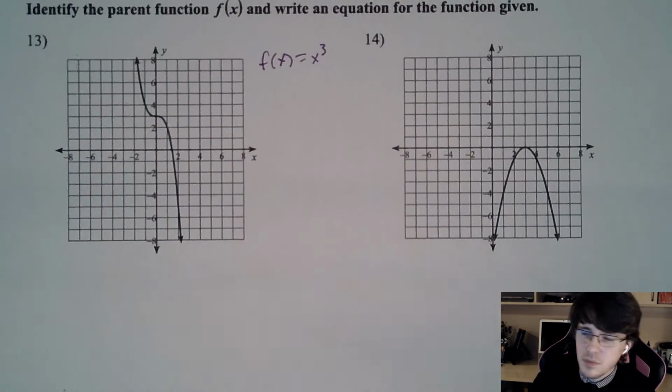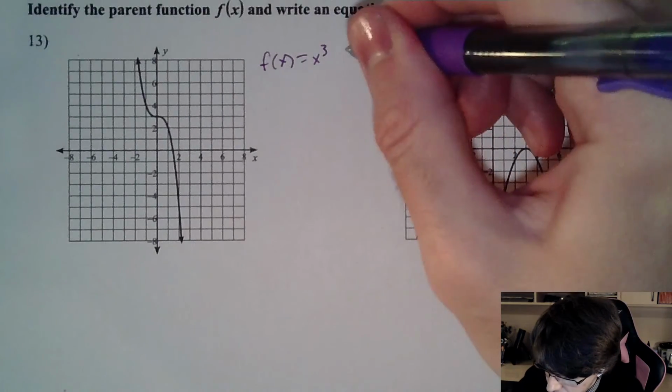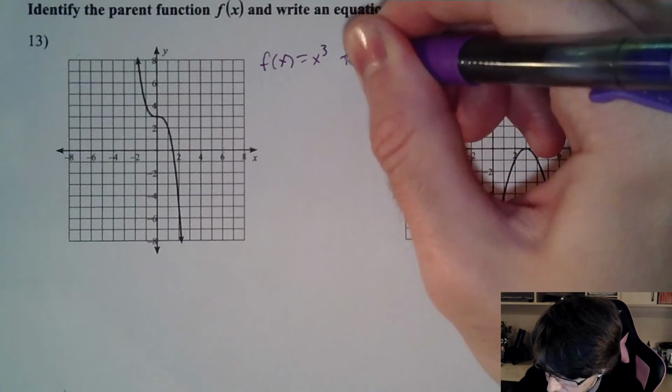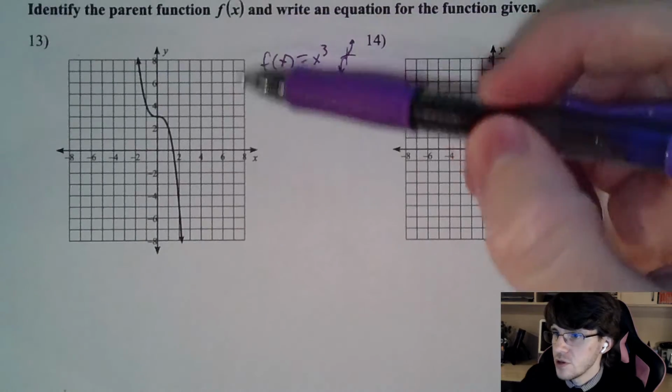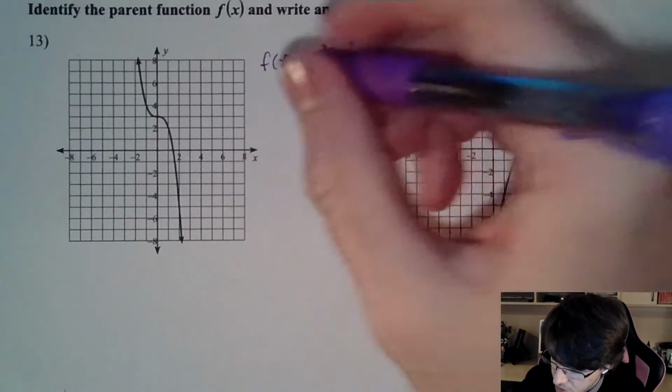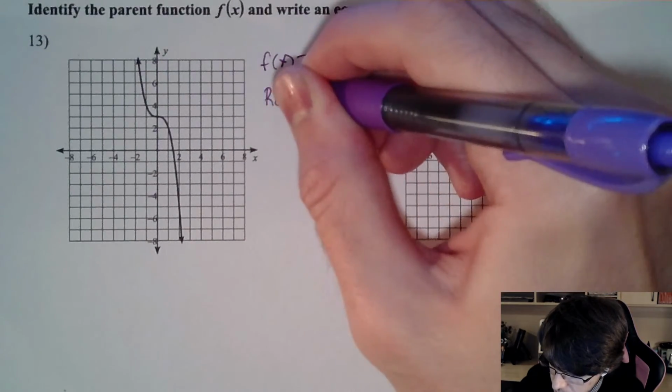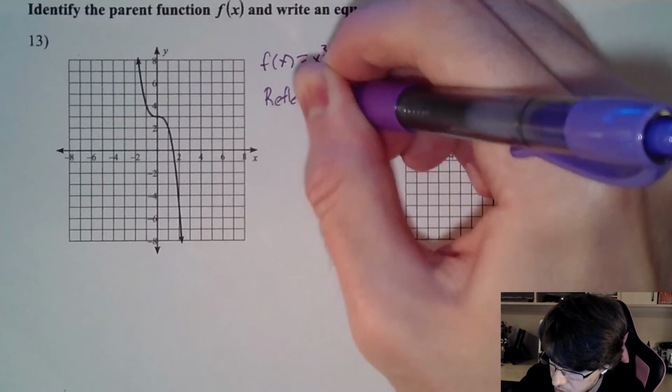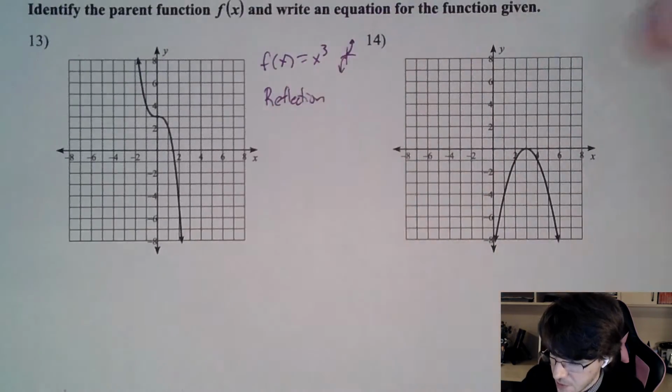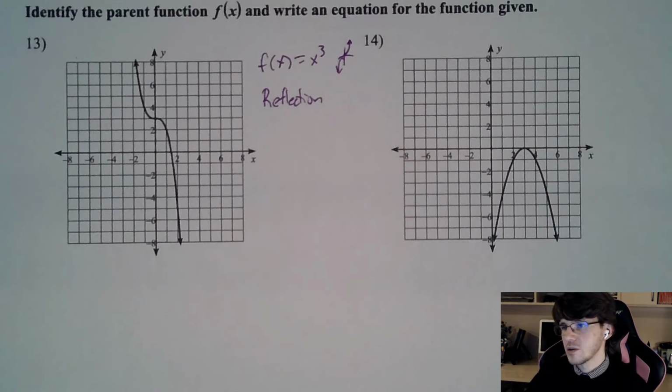Then we have to describe the transformations. How is it different? So the original function, x cubed, just to draw a little mini picture so we can have it off to the side, looks like this. If you notice, it points the wrong way. So it's a reflection.